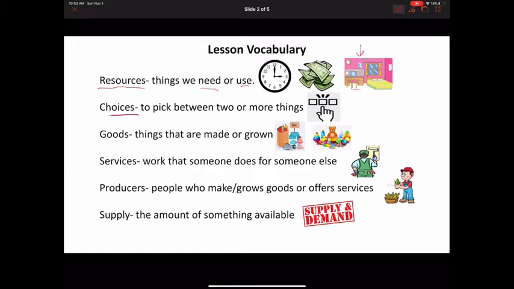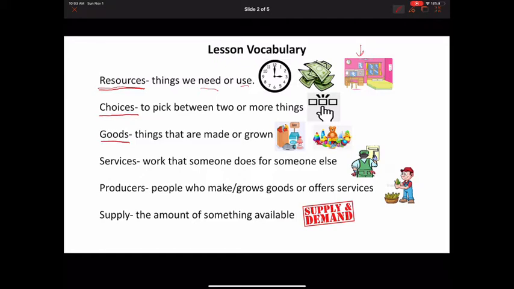Another thing that we do every day is we make choices. Okay, and to make a choice, that just means that you pick between two or more things. Okay, you make choices every day, sometimes without even realizing it. For example, did you make a choice about what you ate for breakfast today? Or maybe you choose which game you want to play during your free time. Or maybe you choose which learning activity you begin with each day. We make choices all the time.